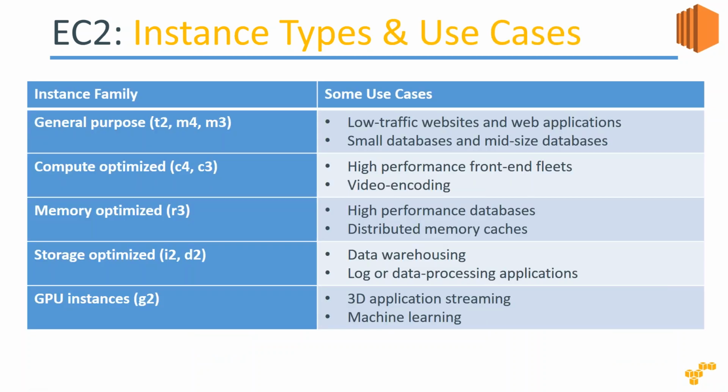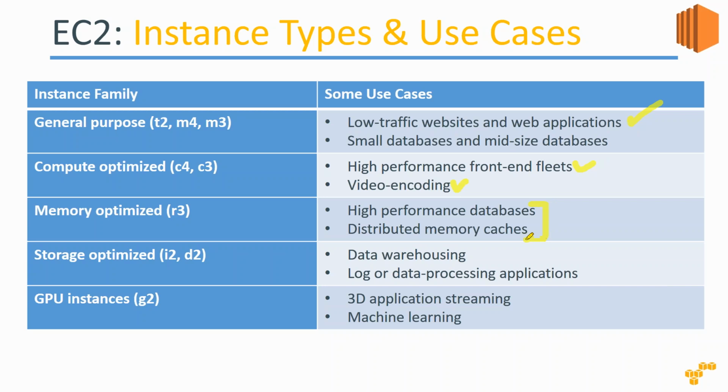So just to give a quick indication when to use what. When you're talking about general purpose, as I said, you are talking about the small databases, medium size databases, low traffic websites, web applications. Those kind of things can be under general purpose. If you're talking about compute optimized, mainly it will be used for video encoding and high performance batch processing and those kind of activities. Memory optimized, of course, it will be for databases.